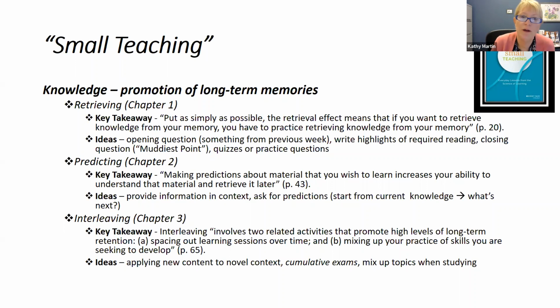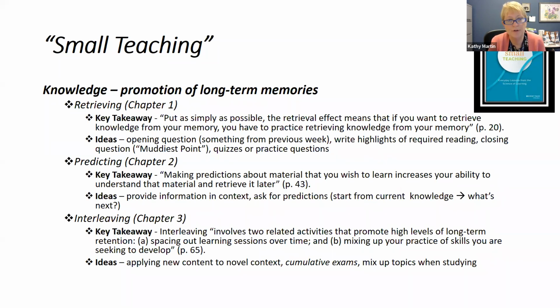We can also ask the students to predict, from what their current knowledge is, what's going to happen next. This is a great way to get the student really thinking, priming the pump about content. We can actually ask them at the very beginning of class to predict what the class content might be about, based on their readings or based on what they know about the content. You might be surprised actually what some of our students know about the content that we are teaching.